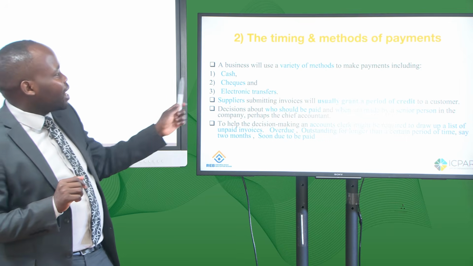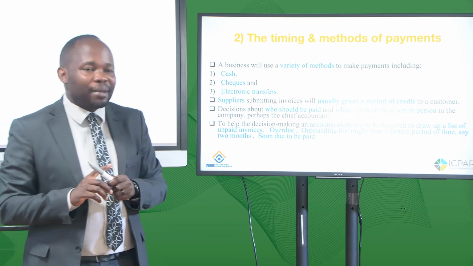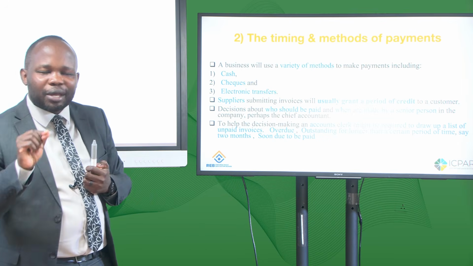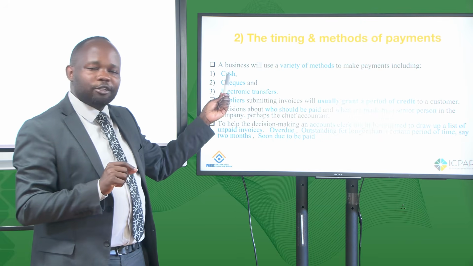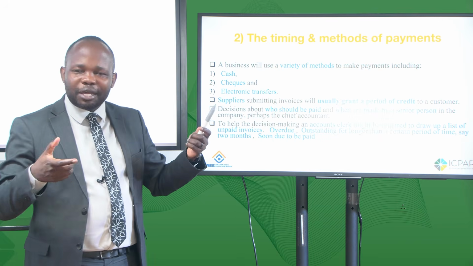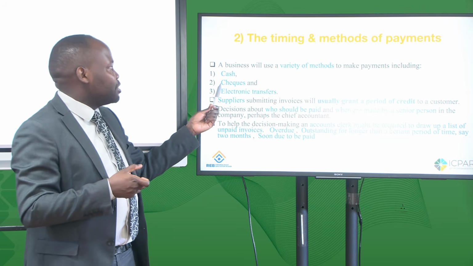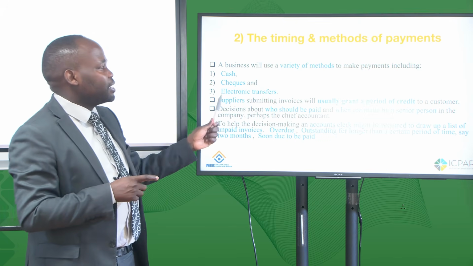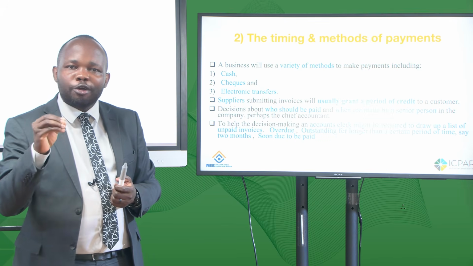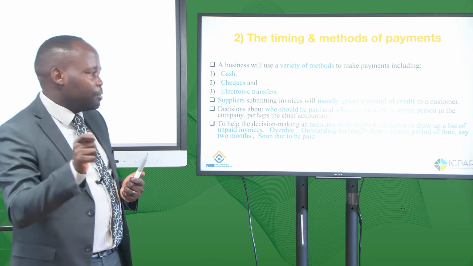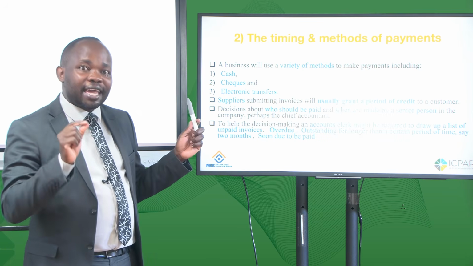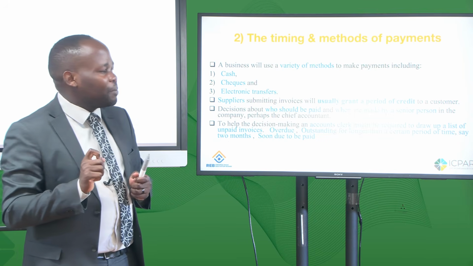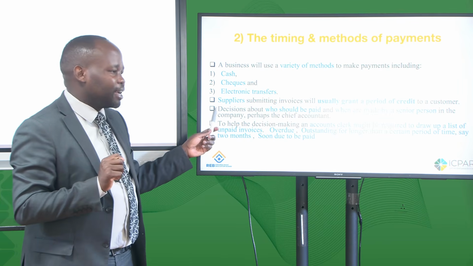Now, before we look at that, a business will use a variety of methods. Remember, we were looking at timing and methods of payment. So what are the different methods of payment we can use? The business can use cash for minor expenditures, spending here and there. We can use checks. We can use electronic transfers. Now, we have said suppliers usually dictate the period of payment or the timing of payment depending on what has been stated in the invoice. So decisions about who should be paid and when are made by senior persons within the business.